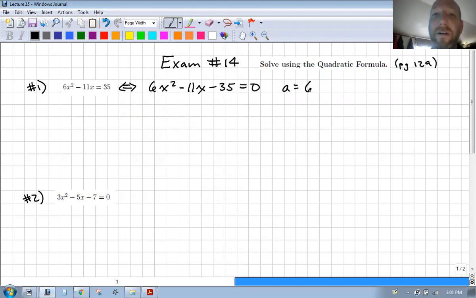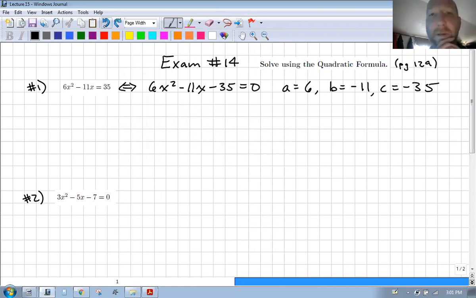We want to write down our A, our B, and our C. So if you work a problem like this on the test, make sure you write down your A, B, and your C. I know you can just look here, but it's a lot easier to make a mistake if you're just looking here.